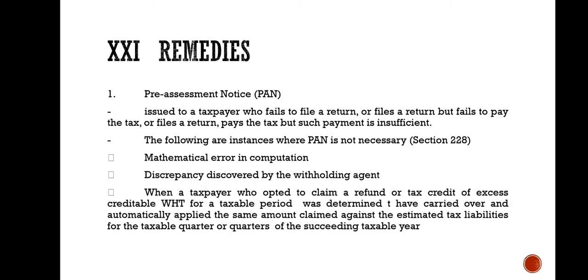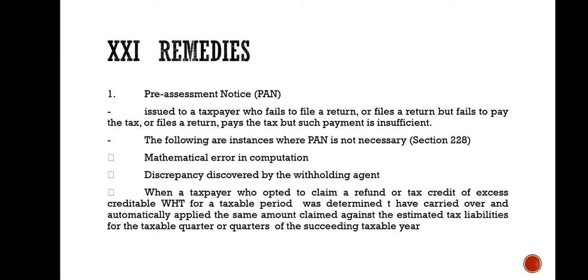So, for pre-assessment notice or PAN, this is issued to a taxpayer who fails to file a return, or files a return but fails to pay the tax, or files a return, pays the tax, but such payment is insufficient, so kulang. The following are instances where PAN is not necessary based on Section 228. Number 1 is mathematical error in computation. Number 2 is discrepancy discovered by the withholding agent.